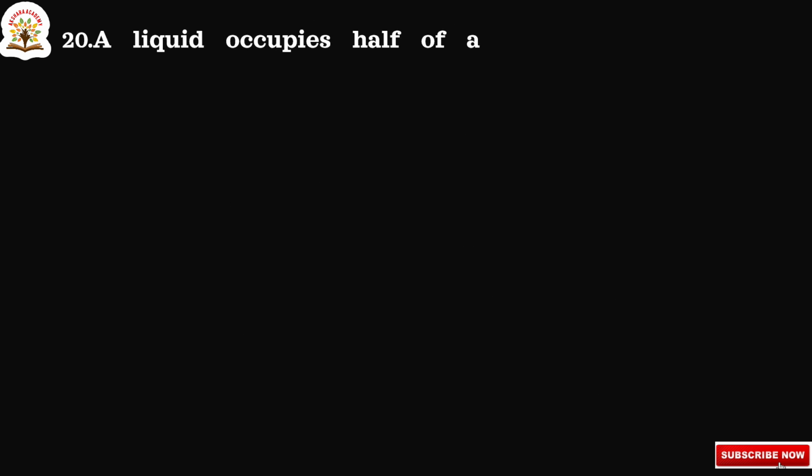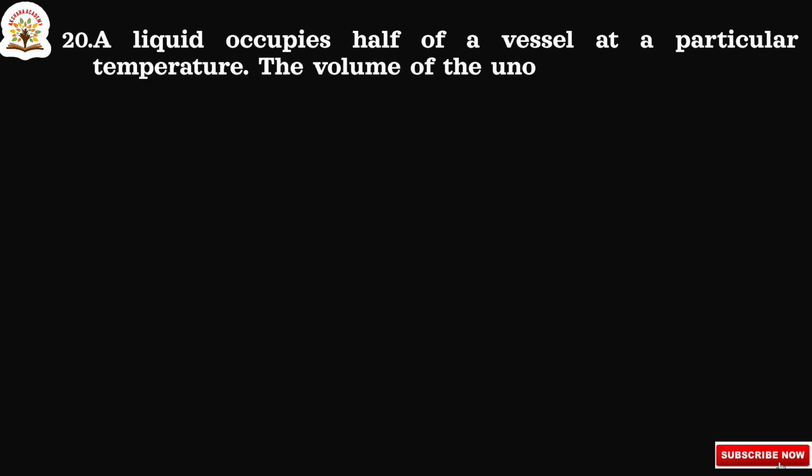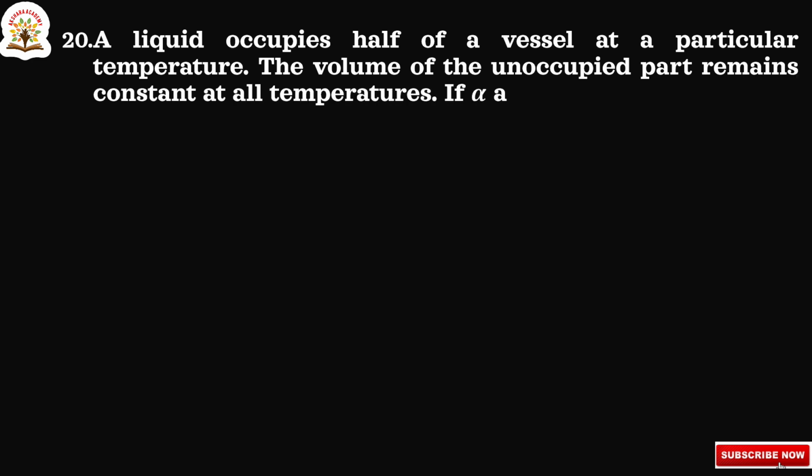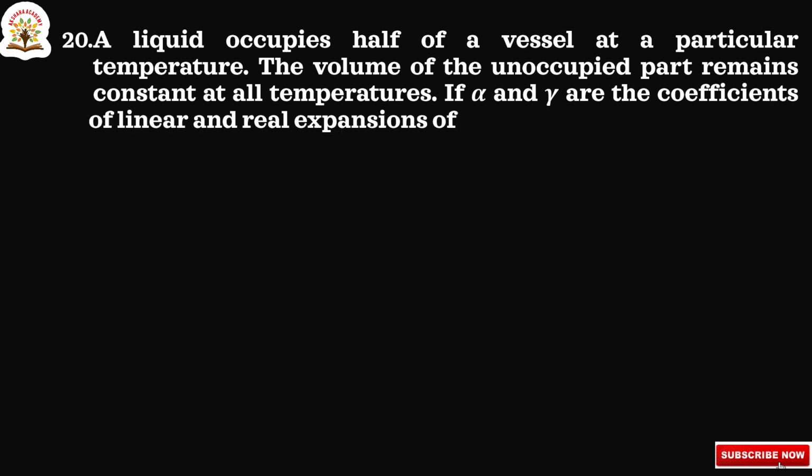A liquid occupies half of a vessel at a particular temperature. The volume of the unoccupied part remains constant at all temperatures if alpha and gamma are the coefficients of linear and real expansion of the vessel and liquid, that is, gamma is. Here we have to calculate the coefficient of cubical expansion, gamma. Now let us go to the solution.